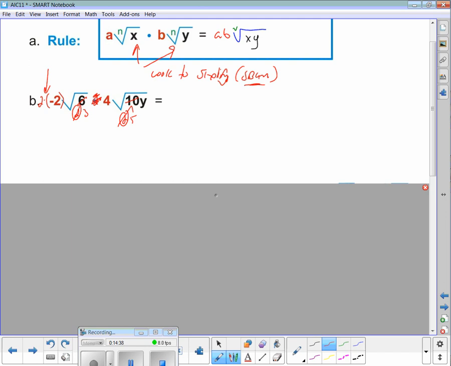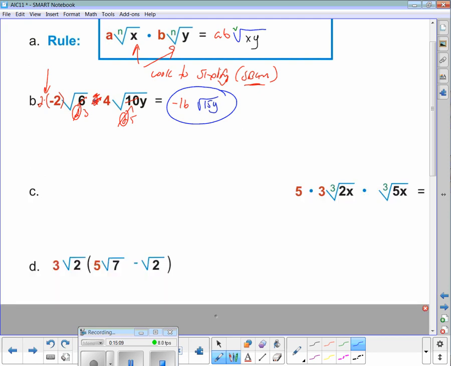All right, so what do we got? 2 times negative 2 is negative 4. Negative 4 times negative 4 is a negative 16 is your coefficient, right? And what's left in? The square root of 15y. So negative 16 times the square root of 15y. How many got that correct? Okay, not enough. Do you see your mistake? Have you made one? Questions? Make sense? Okay. All right, try the next one then.